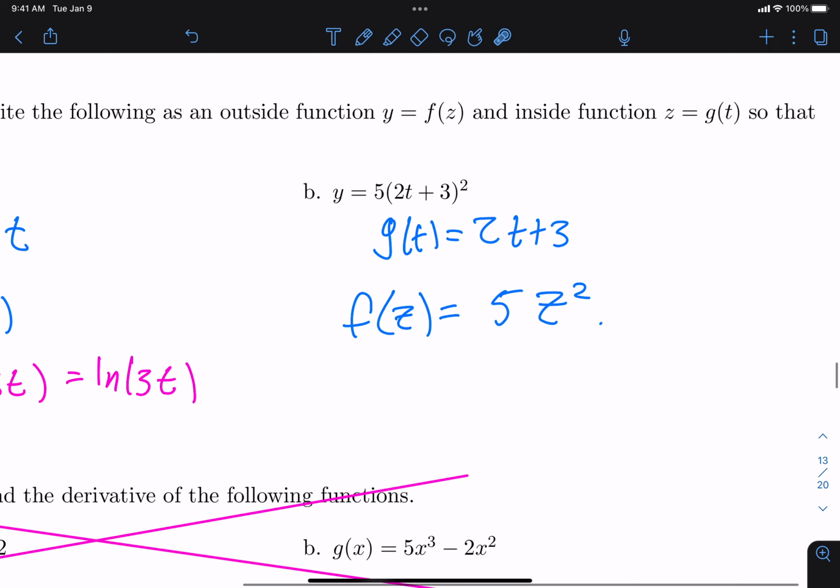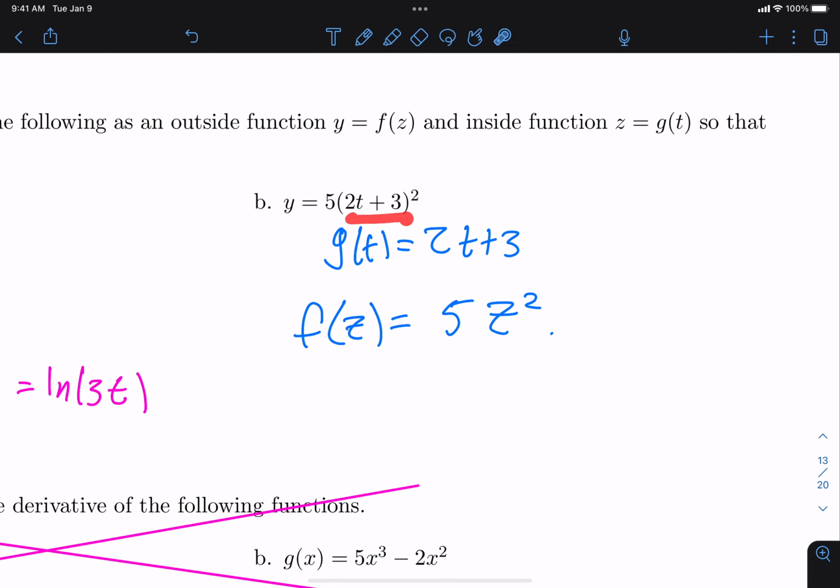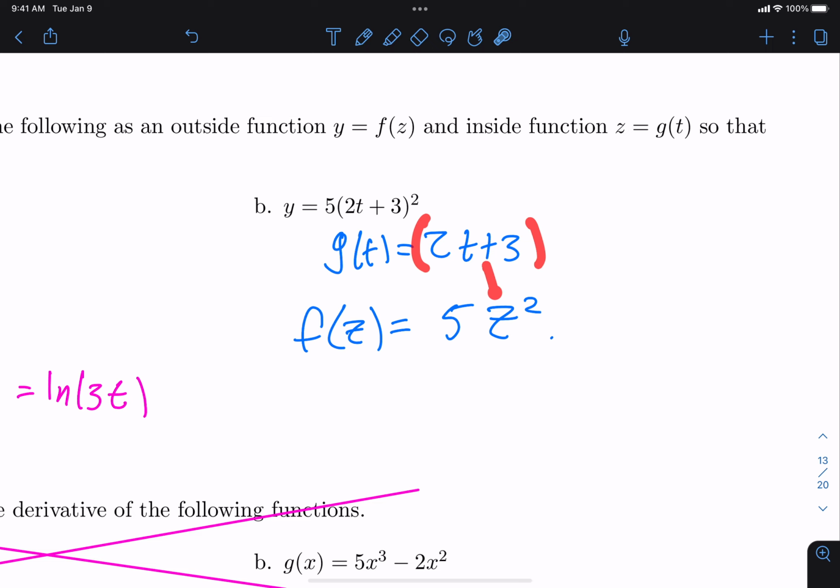So for this other one, for example, 5 times (2t plus 3) squared. I think the inside function could be just whatever's inside the parentheses, in this case 2t plus 3. And that's being plugged into the function where you replace 2t plus 3 by a variable. So I like to use a different letter for the f function than I do for the g, just so that we don't get too confused. All right? So we're going to put in 2t plus 3 for z in 5z squared, and that would get us what we started with.